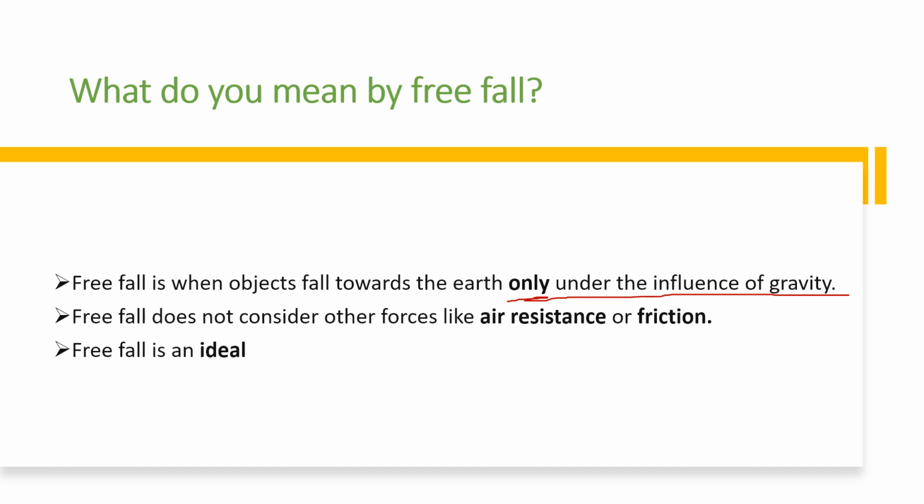Free fall is an ideal situation that rarely happens in real life, because our environment, for example, has air and it provides some amount of friction. It's an ideal situation. So in our approximate calculations, we ignore air resistance and friction. When an object is falling without any apparent external force, we say free fall.